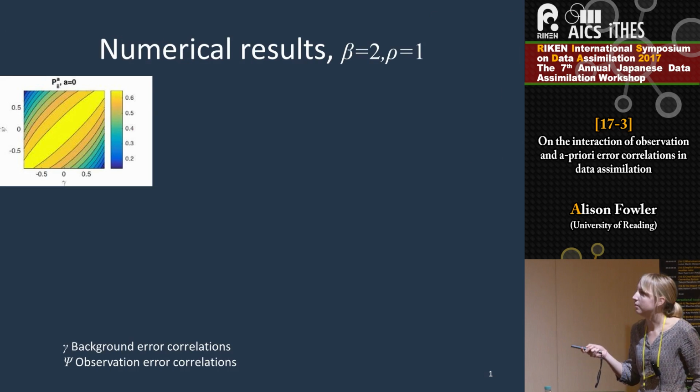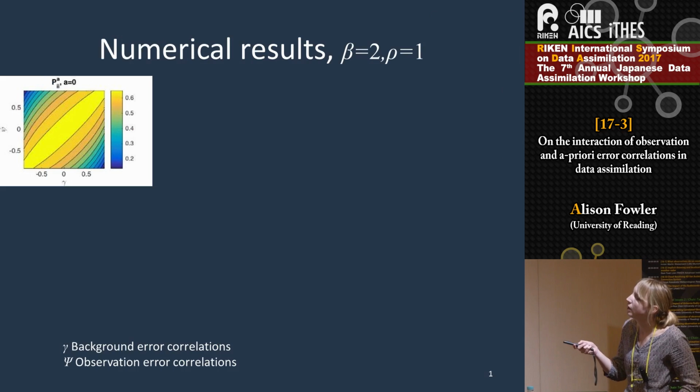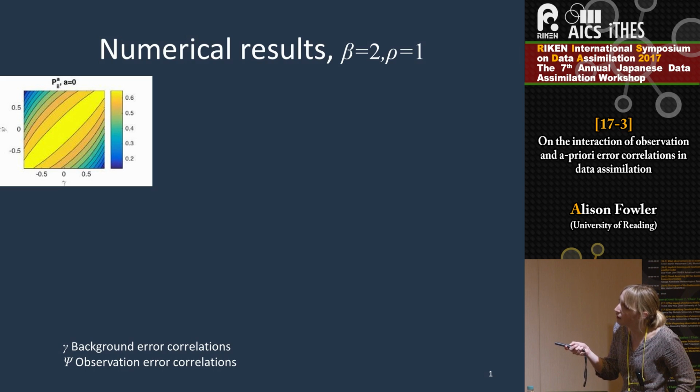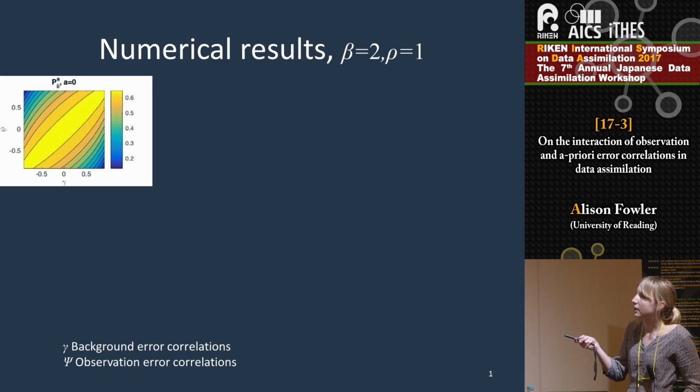We can now look at the different metrics. This is the analysis error variance as a function of the observation error correlations on this scale and the background error correlations on this scale. What we clearly see is a peak in the analysis error variance when the correlations are the same in both the prior and the likelihood. This is independent of the value of the variances. In this case, I've got my background error variances twice that of my observation error variances.